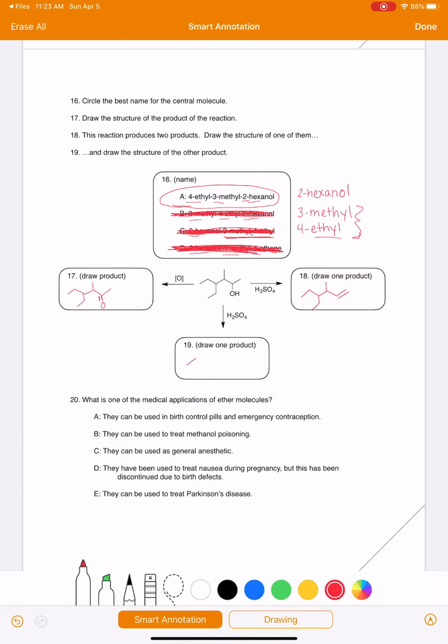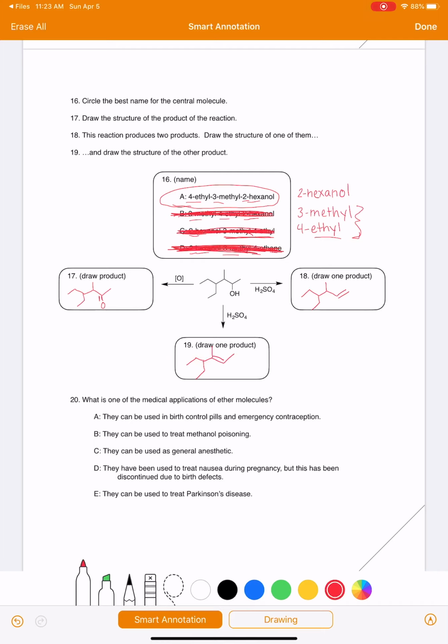Now it says let's draw a different product. So let's start again by redrawing the whole molecule. Now the product that we made in 18, we made that by taking hydrogens off of this carbon atom. We also have a carbon atom over here that has a hydrogen on it. So we could have taken that hydrogen, take the OH off, put a double bond in between those 2 carbon atoms that we just worked on. So there's our other product. And I'm going to clean that up, make it look better.